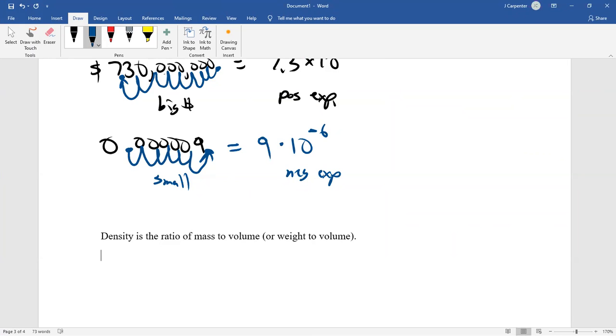So density is the ratio or rate of mass to volume. So density is mass over volume, or again, in this class only, we can really consider it as weight to volume.